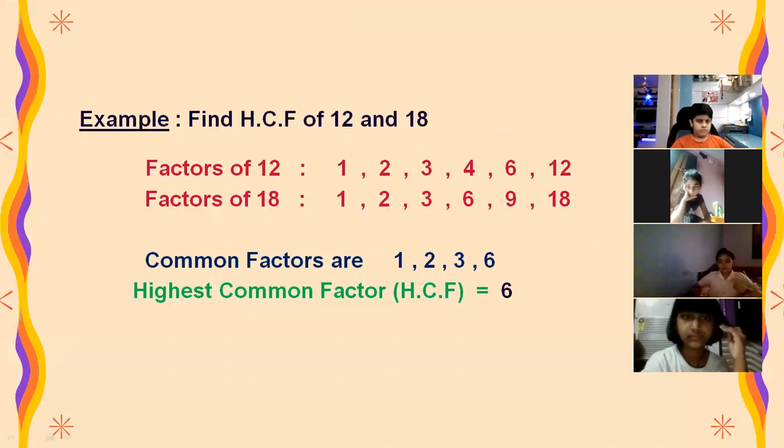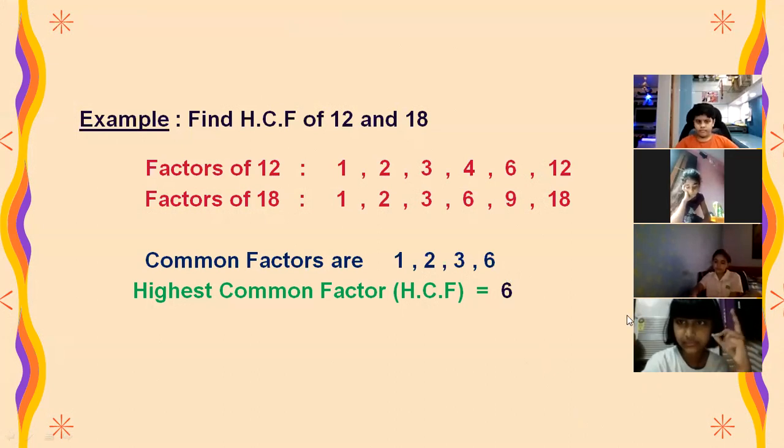Now we have already found out the common factors, but this is the time to find out the highest common factor. So can you tell me, among these common factors, which one is the highest? Highest common factor. 6, exactly. Very good.